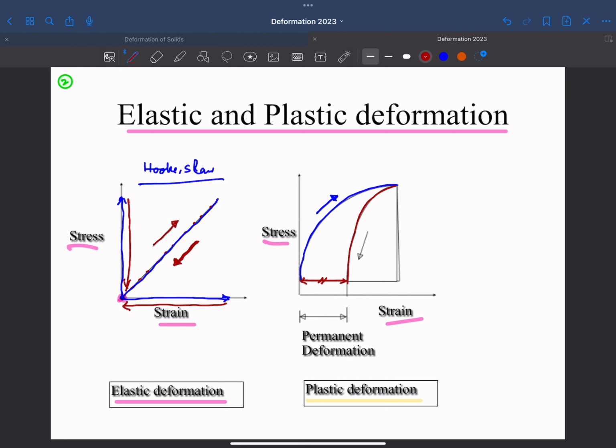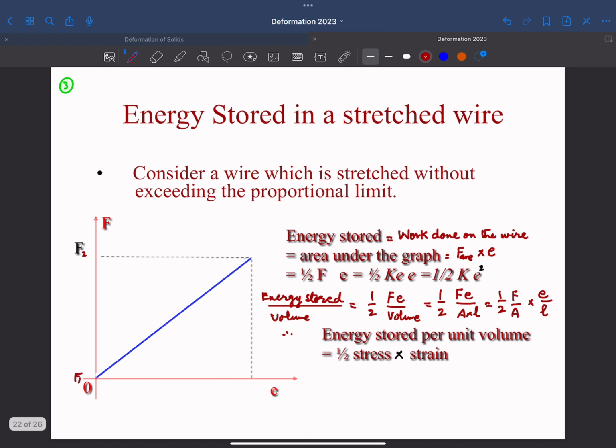That is, when you are unloading the system from, suppose, this point, what will be the value of the stress at this point? Zero. But what will be the value of the strain? This is the value you have. So you can simply say that we have a permanent deformation. So strain is here even when we have removed all the stress. This will be the behavior of plastic deformation. This is very, very important.